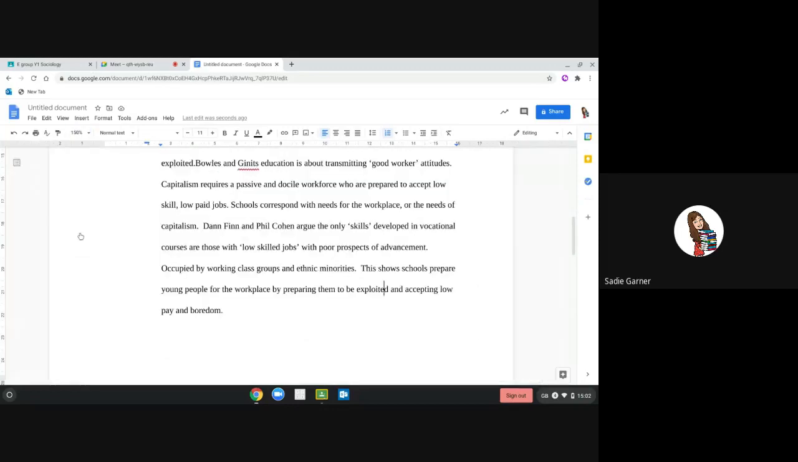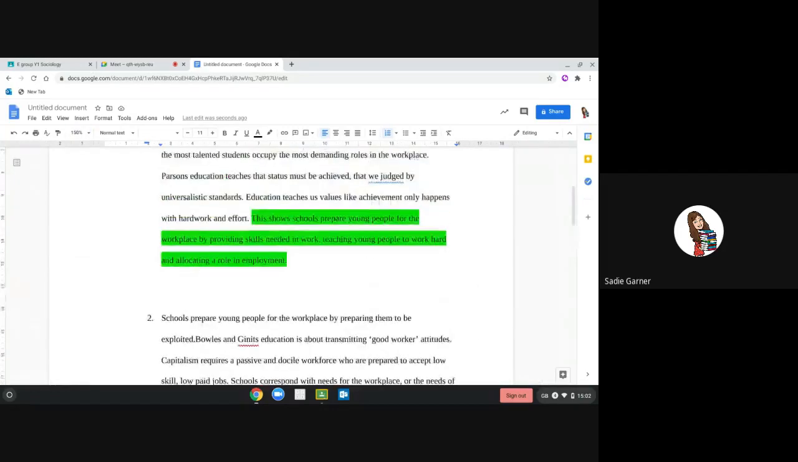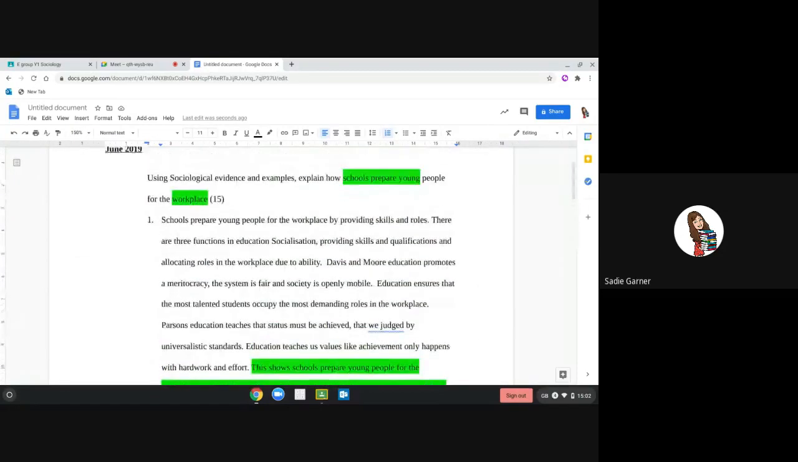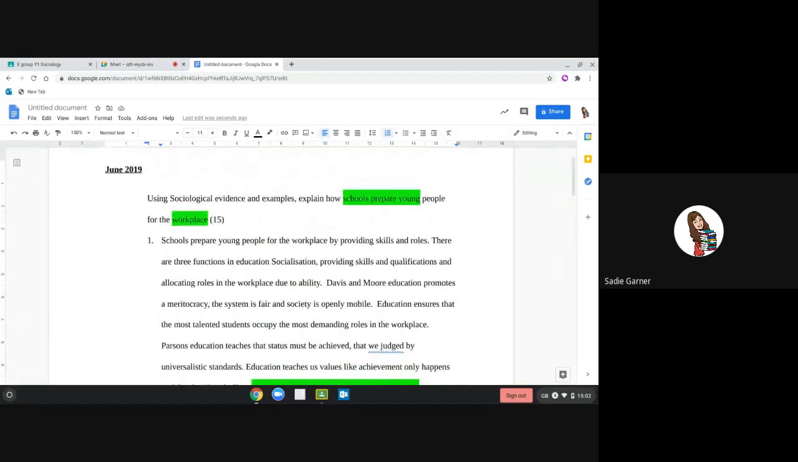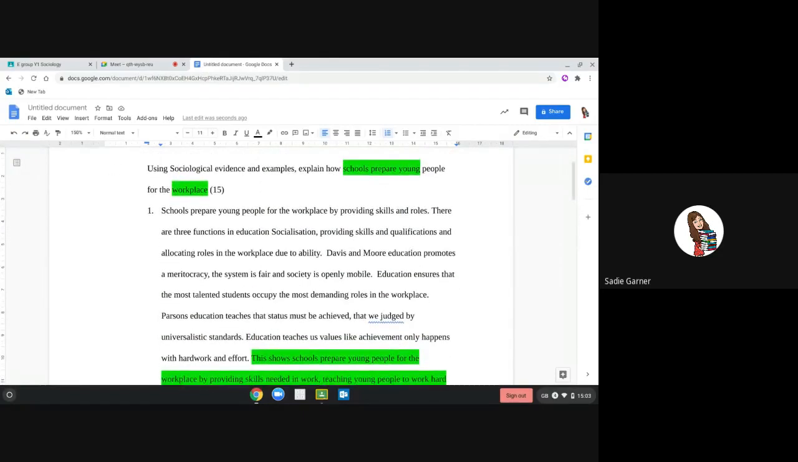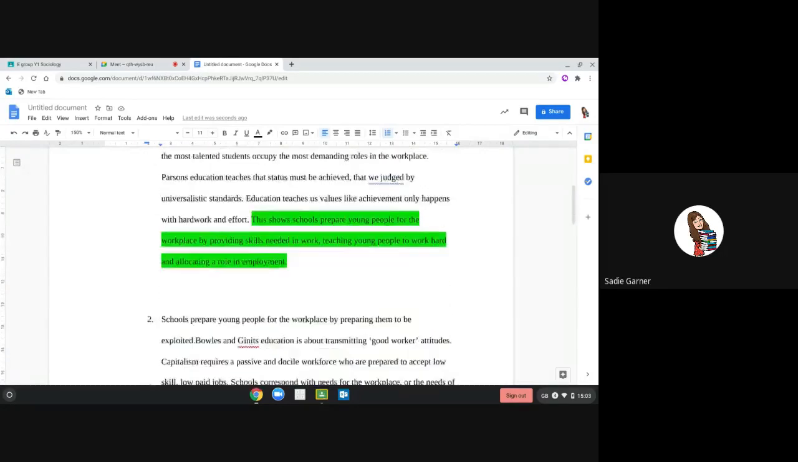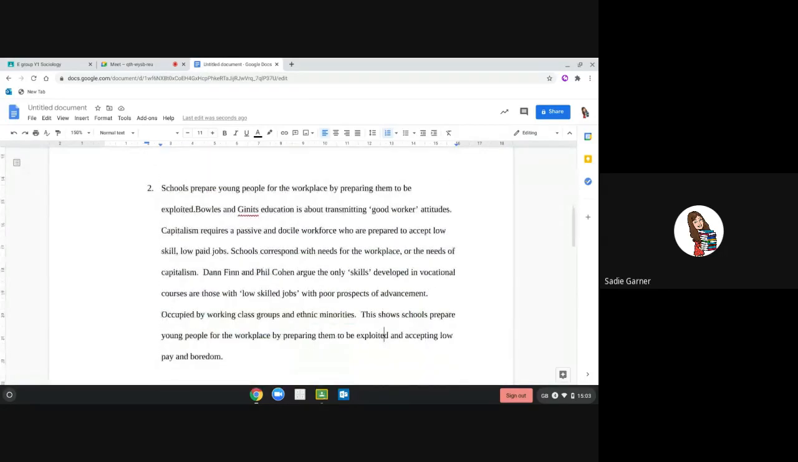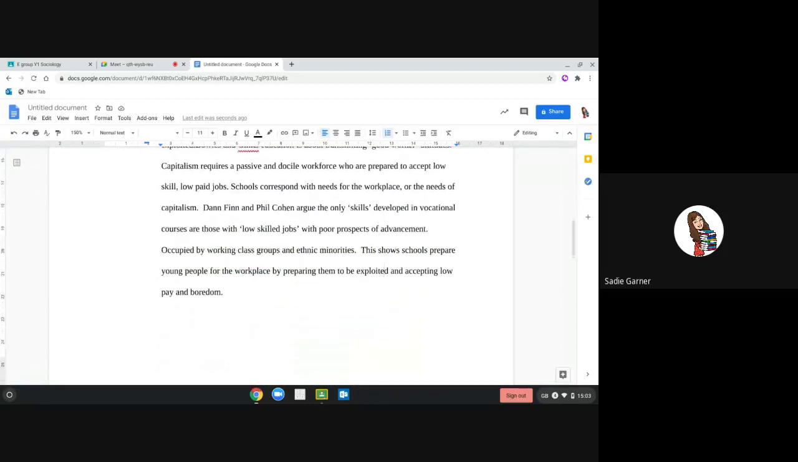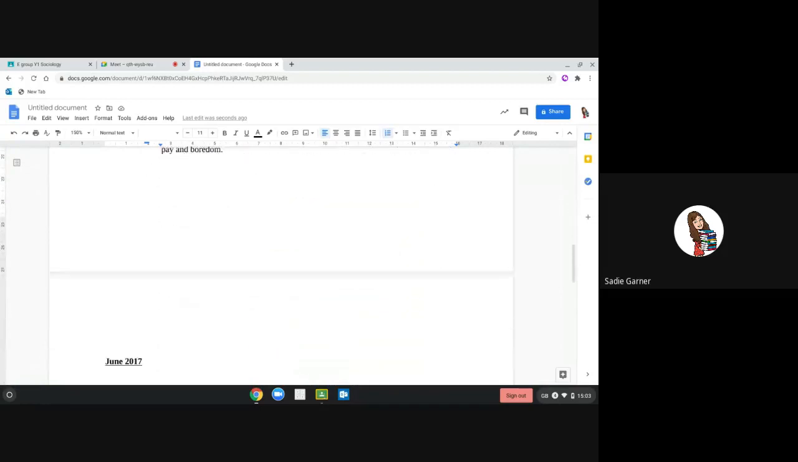So we offer the examiner two paragraphs for the moment. Once we get to the end of the course, we'll see if we can add in a third. On how schools prepare young people for work: a functionalism paragraph, Davis and Moore and Parsons; and a Marxism paragraph, Bowles and Gintis, Paul Willis and Phil Cohen. But clearly, this shows, which refers back.